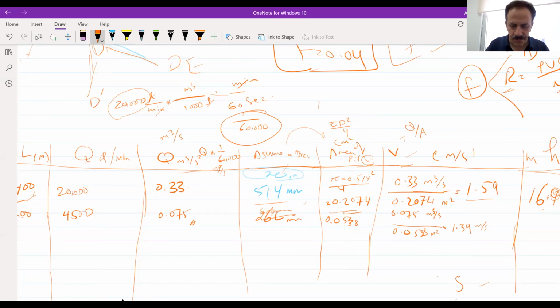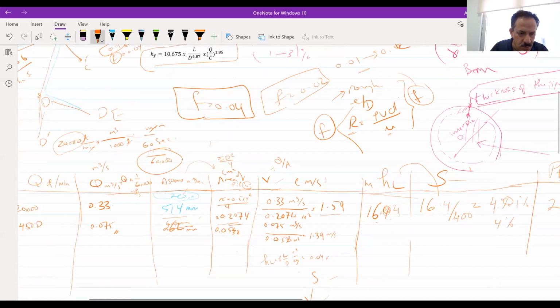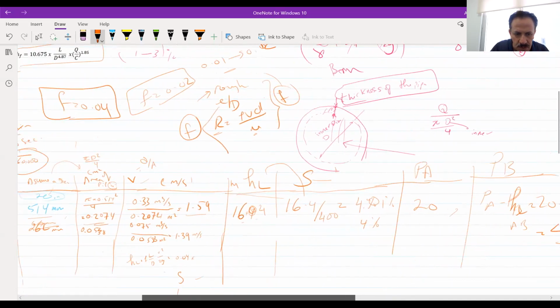Now after that, what should I do? I should find the head loss. The head loss here, we have to find this HL. We say the head loss is equal to F L over D times V squared over 2g, and we say the F is 0.04 times the L, the length of the pipe from B to B prime, which is equal to 200 meters.